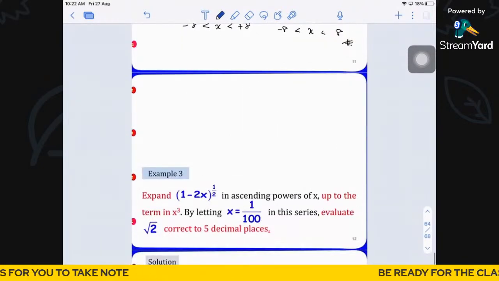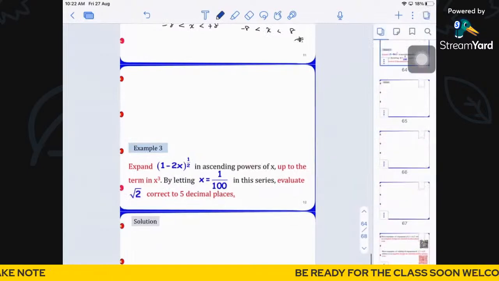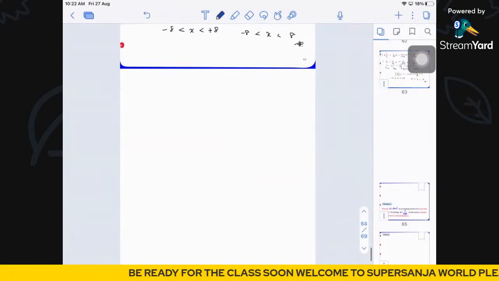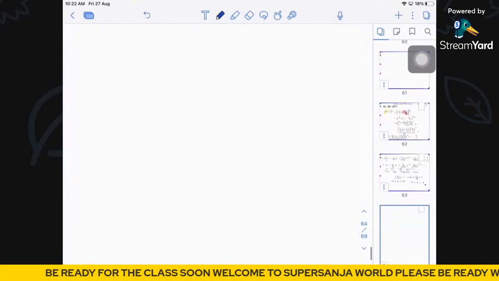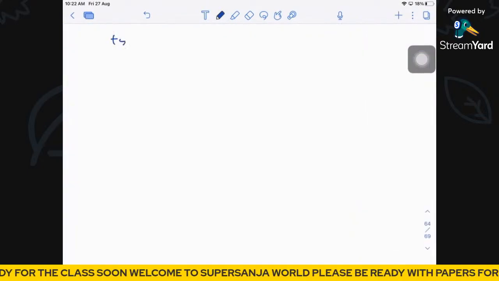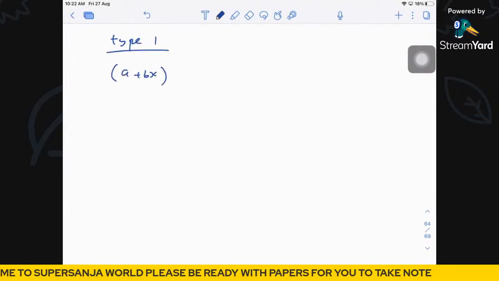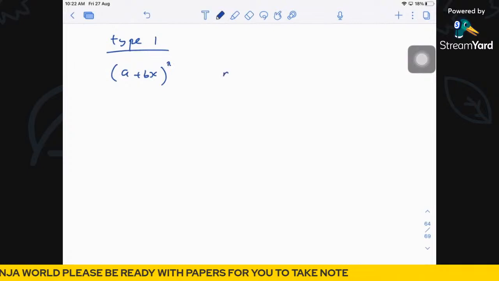So I just summarize this thing a little bit first. Okay, before I move on, let me summarize. Now the summary over here is very simple. You got 3 types. Type 1 over here is going to be a plus bx power of n, such that n is positive integers.